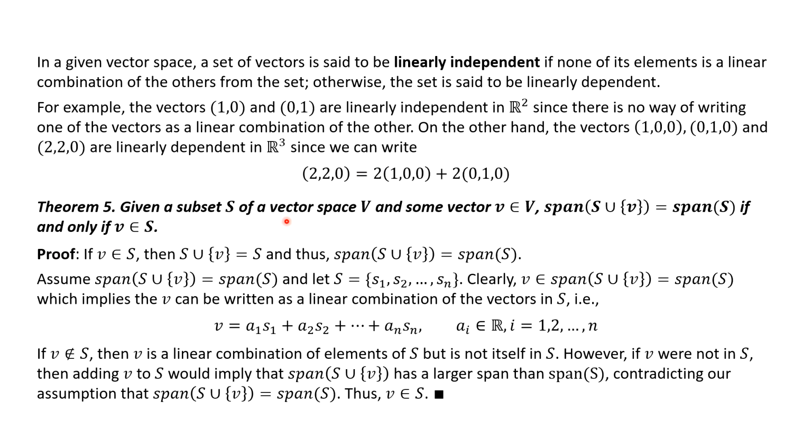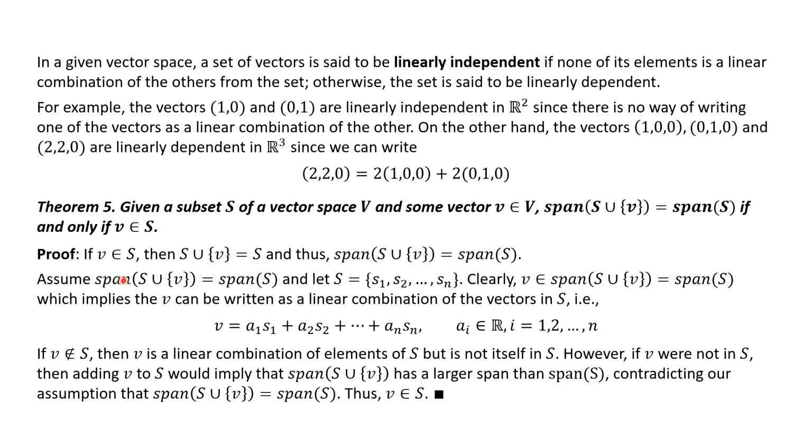We have a theorem that we'll be using as we progress through this lesson. Given a subset S of a vector space V and some vector v in the vector space, the span of S union {v}, in other words, if you add the vector v to S, equals the span of S if and only if v is an element of S. So going in the reverse direction here, if we assume v is an element of S, then of course S union {v} is just equal to S, and then clearly the span of these two things that are equal is the same.